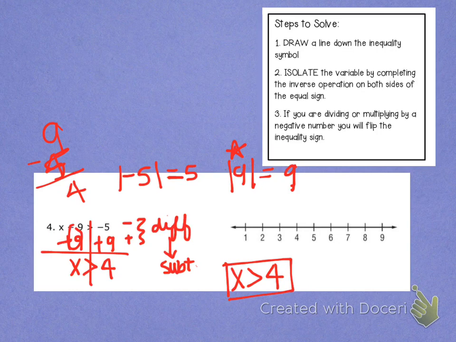This is just greater than. So we have an open circle and our inequality symbol is pointing to the right.